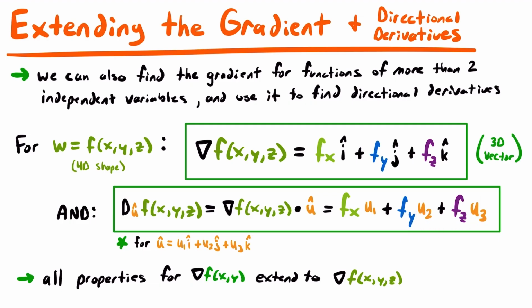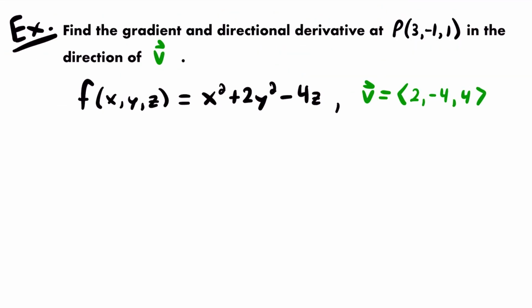Okay, so those 3 properties that we looked at earlier still apply here, for all gradient vectors you may work with. All right, and so with that, let's close out this lesson by looking at one more example problem where we are given a multivariable function of 3 independent variables. And so here is our example.